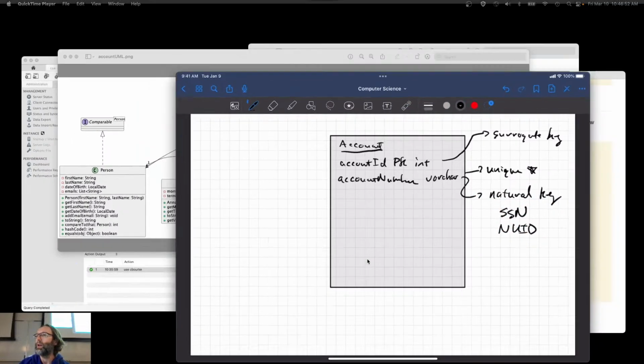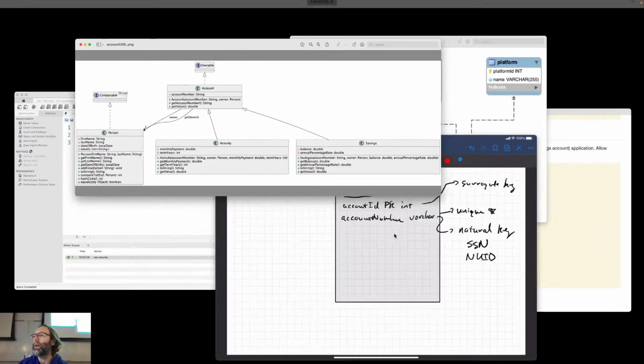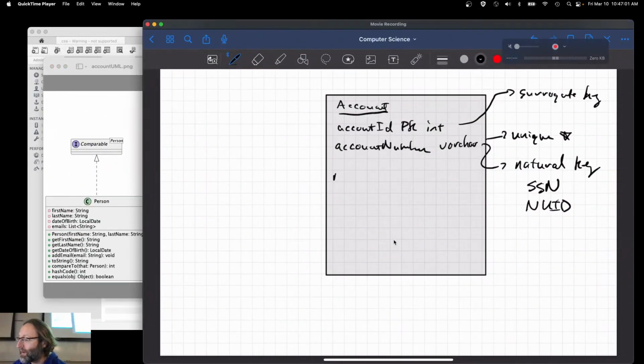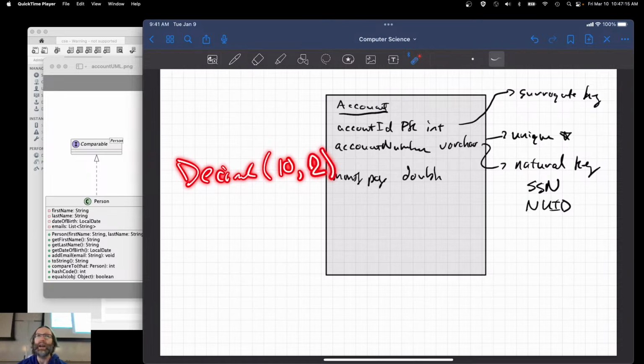All right, what else do we need in this table? We need a monthly payment and term years. We need a balance and an APR. So monthly payment, and this is going to be a double. There is no currency type. You can go ahead and use a decimal, and then you have 10 digits of accuracy and 2 decimals of accuracy. You can use syntax that looks like this.